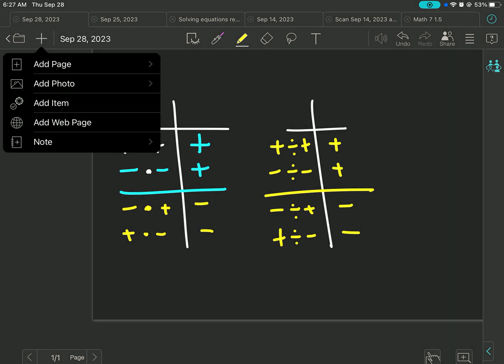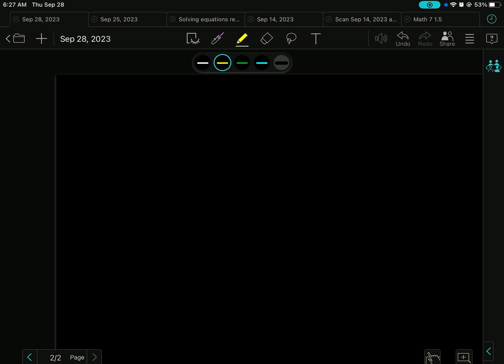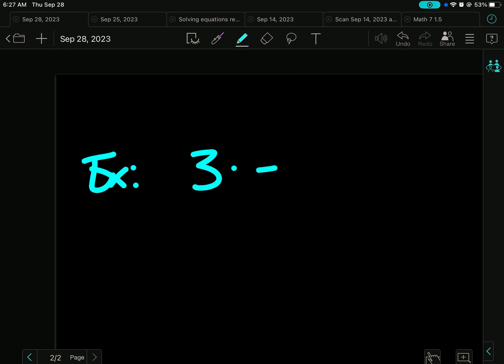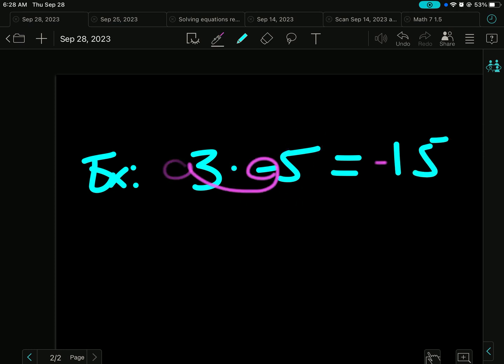Let's just practice a couple more just to make sure we're on the same page. So if I have 3 times negative 5, again, I'm going to multiply like I've been multiplying my whole life. I'm going to do 3 times 5 is 15. And then I'm going to say a positive times a negative is negative.